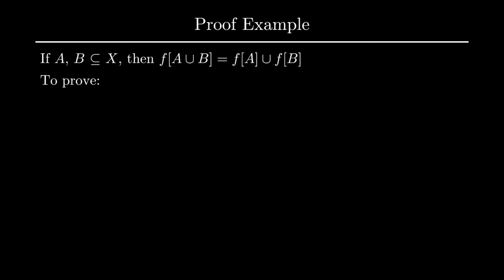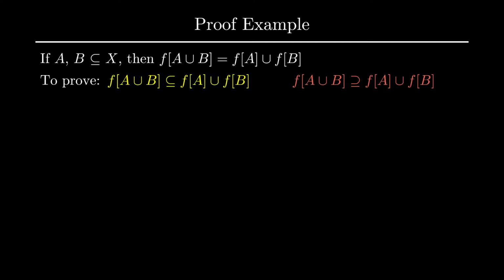In order to prove two sets are equal, we need to prove the forward containment, which is f(A ∪ B) is a subset of f(A) ∪ f(B), and the backward containment, f(A) ∪ f(B) is a subset of f(A ∪ B). First, let's prove the forward direction.